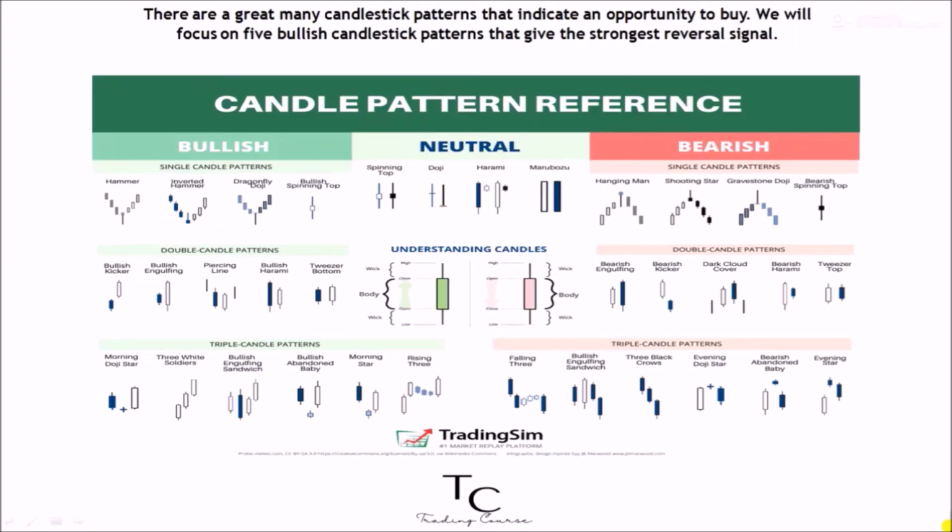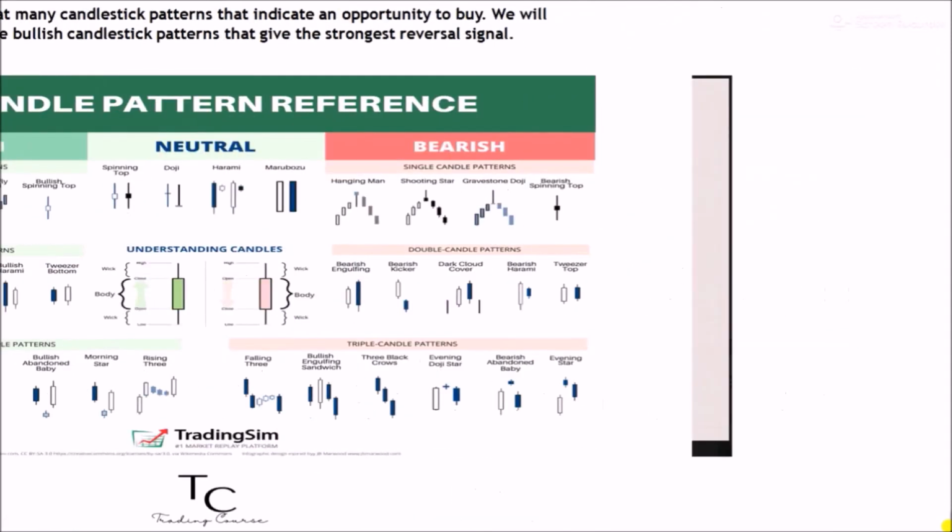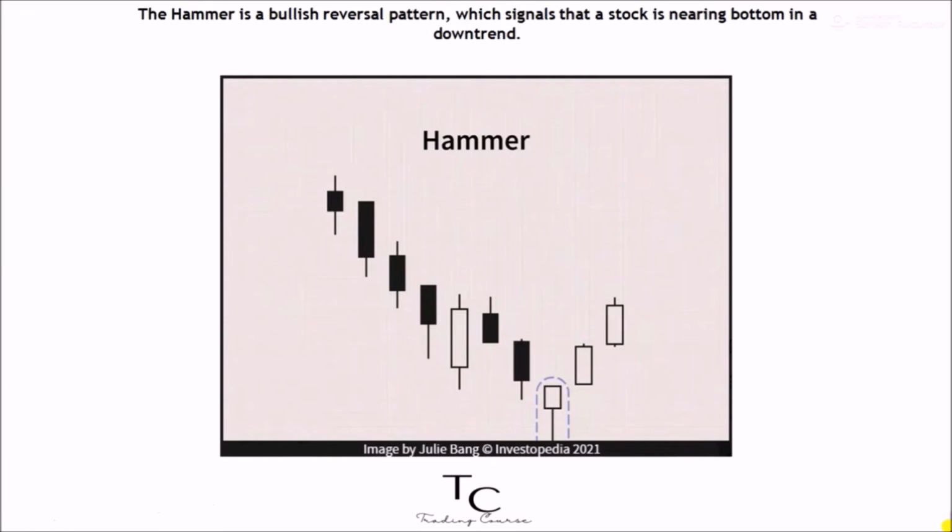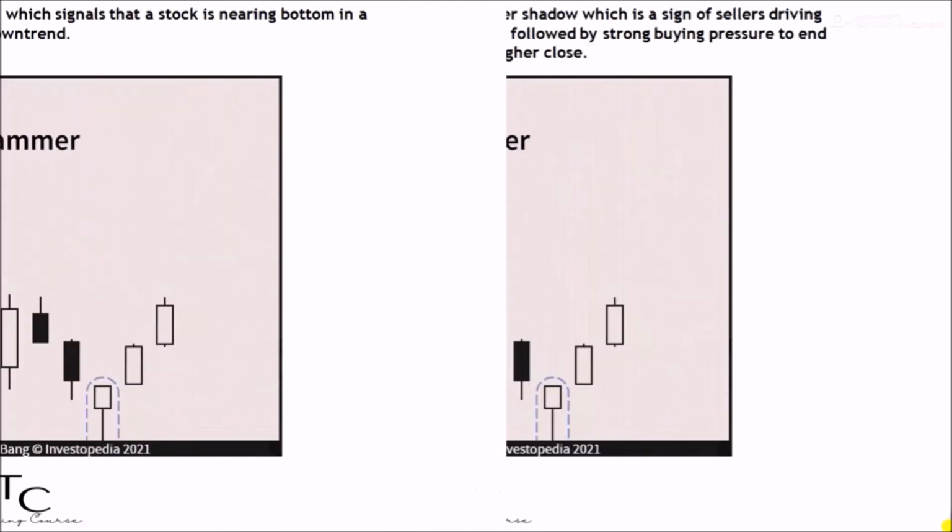There are a great many candlestick patterns that indicate an opportunity to buy. We will focus on 5 bullish candlestick patterns that give the strongest reversal signal. The hammer. The hammer is a bullish reversal pattern, which signals that a stock is nearing bottom in a downtrend.